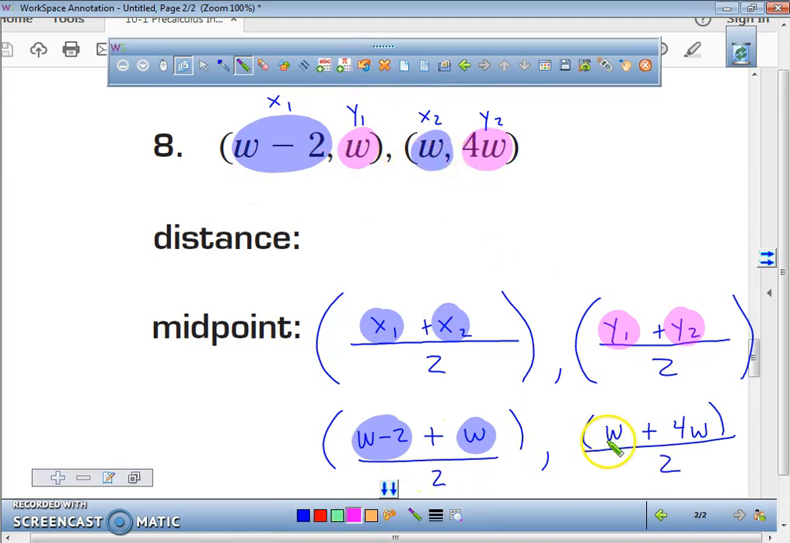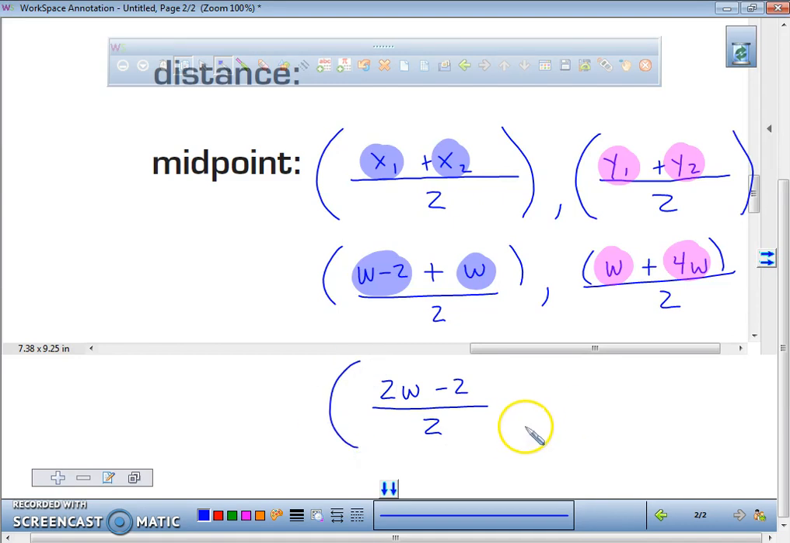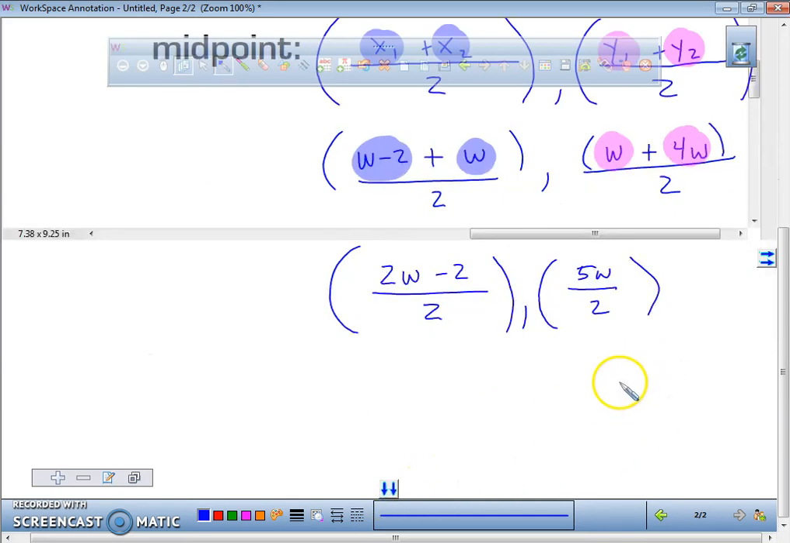The blues are here. The magentas are there. Now we have w plus a w and a minus 2, so that becomes 2w minus 2, all divided by 2. All right. W plus 4w becomes a 5w over 2. One of these is finished. One of these, you need to go a little bit further.